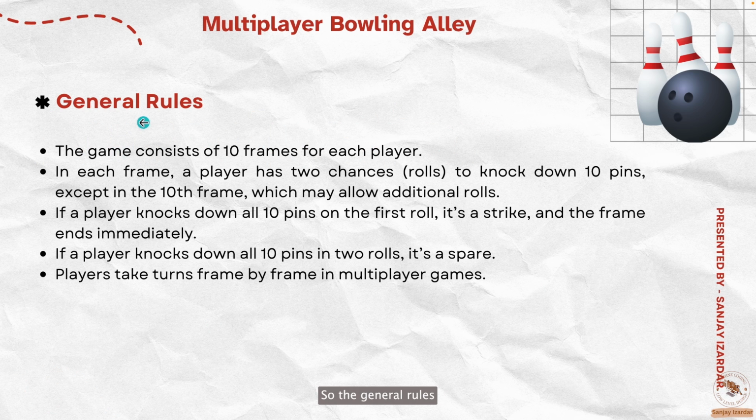So the general rules are: game consists of 10 frames for each player. In each frame, a player has two chances to knock down 10 pins, except in the 10th frame, which may allow additional rolls. If a player knocks down all 10 pins in the first roll, it is a strike and the frame ends immediately. If the player knocks down all 10 pins in 2 rolls, it is a spare. Players take turns frame by frame in a multiplayer game.